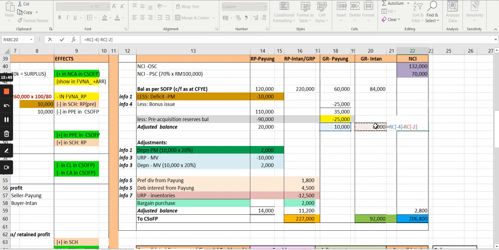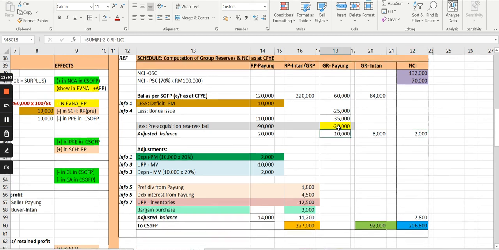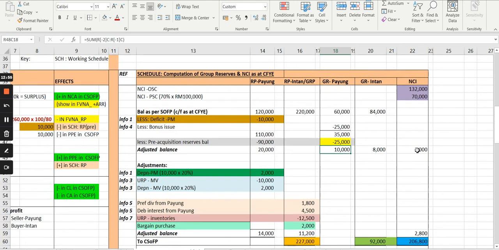minus 8,000. So you have 2,000, or this is 20% from the post-acquisition general reserve of the subsidiary. 20% belongs to the NCI, 80% belongs to the group. So group reserve are now done. This figure, 92,000, you can later transfer to your statement of financial position. Group general reserve will be this figure.